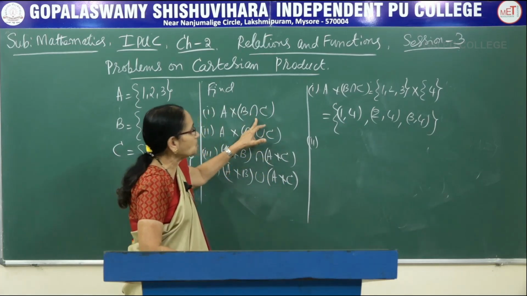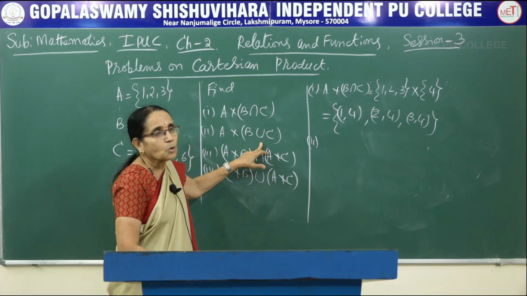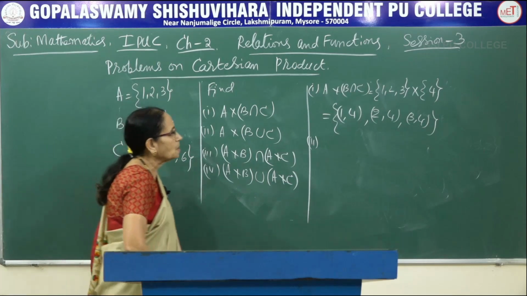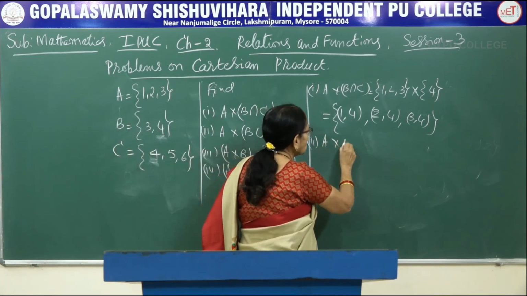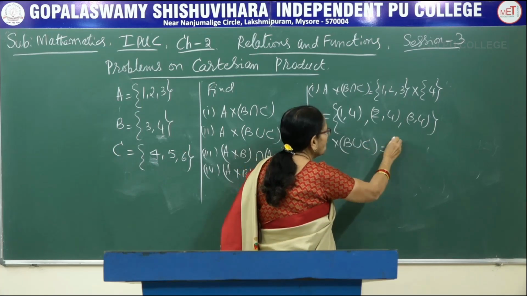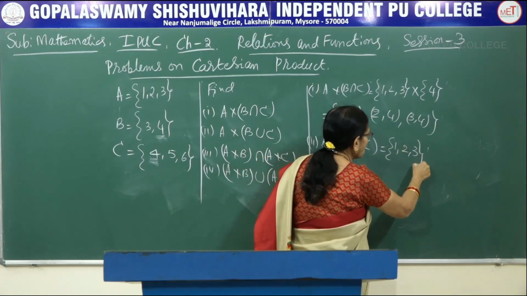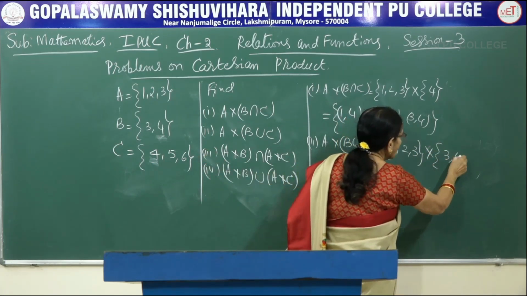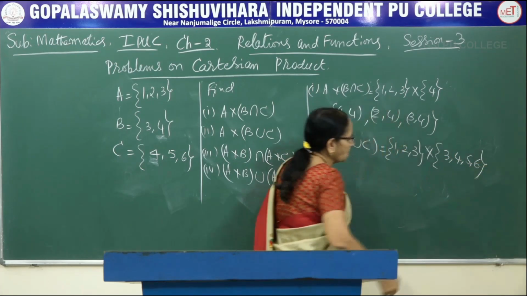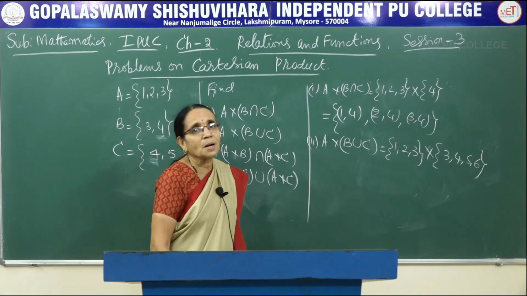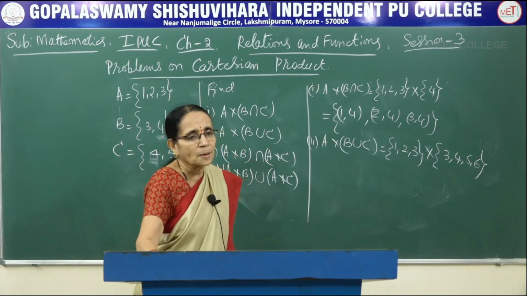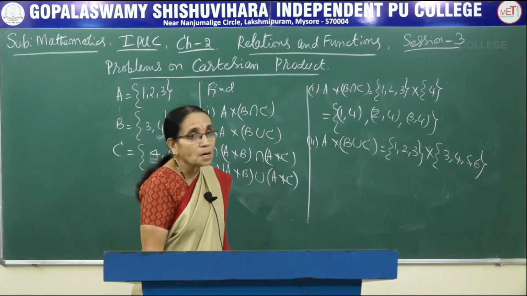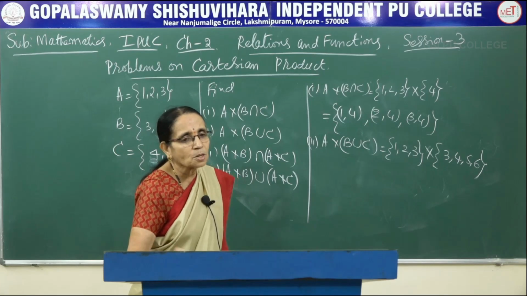Now let me come to the second one. Same thing we are having, instead of intersection, it is union. What do you mean by union here? 3, 4 and 4, 5, 6. We write all the elements of both B and C. That is A cross B union C. A is 1, 2, 3 already given, cross B union C. What is B union C? 3, 4, 5, 6. Look here, we have got more elements here because the first set is having 3 elements, the second set is having 4 elements. That means 3 into 4. So how many elements should be present?